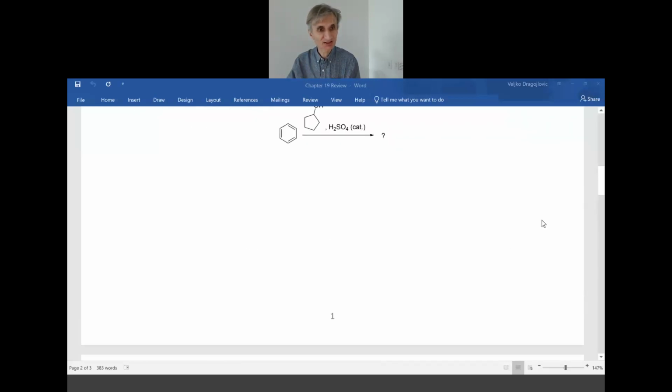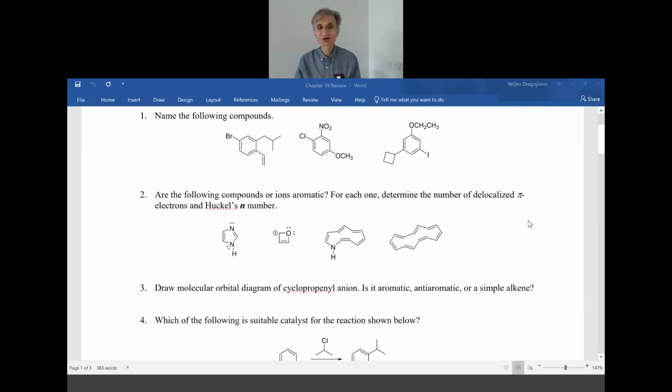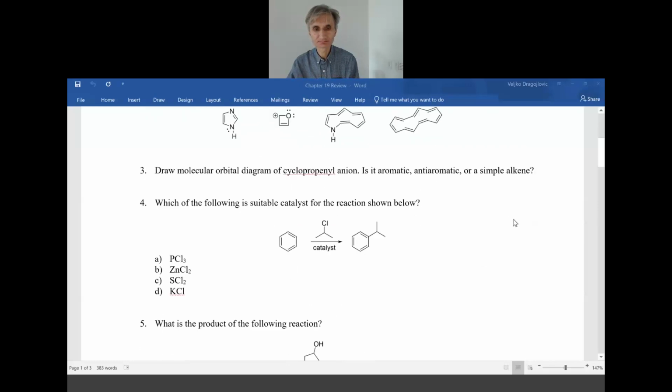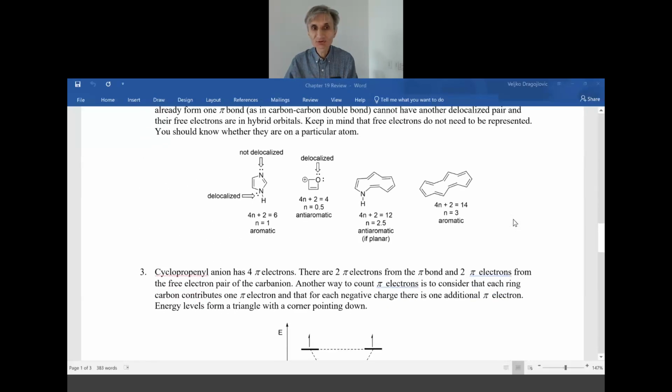Now, of course, you can always ask questions after. Question number 2. Are the following compounds or ions aromatic? For each one, determine the number of delocalized pi electrons and Huckel n number. So first compound is imidazole. And you have to determine which electrons are delocalized of the free electrons.